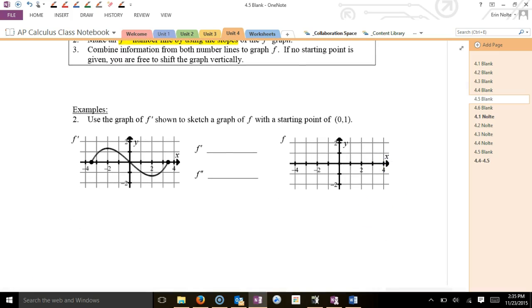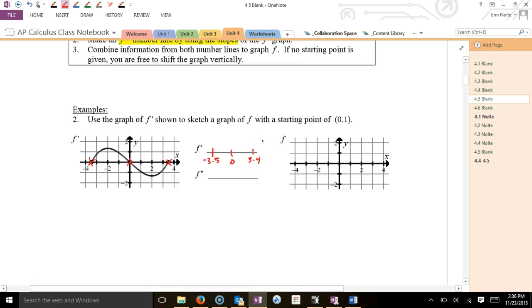For example 2, this time they're giving us the derivative function. To go backwards and find the original function, what I'm looking for are critical values. A critical value is any place where the derivative is 0, so the derivative is 0 when it crosses the x-axis. I see 1, 2, 3 critical values. It looks like this crosses at negative 3.5, 0, and positive 3.5.